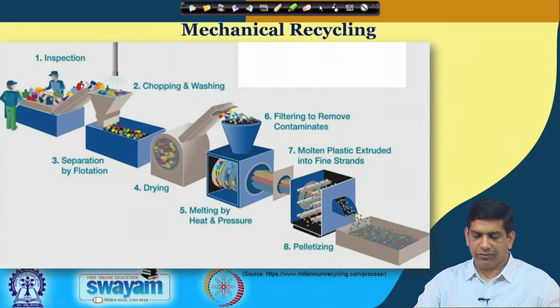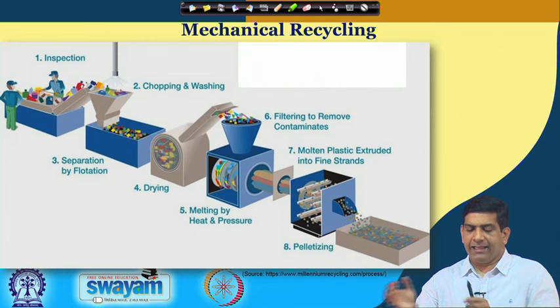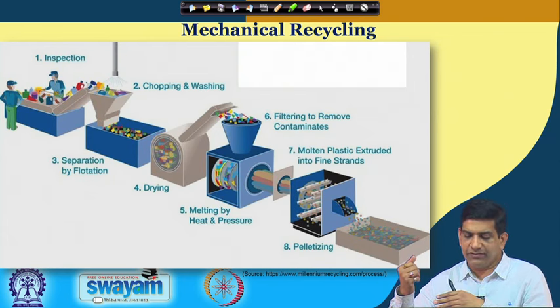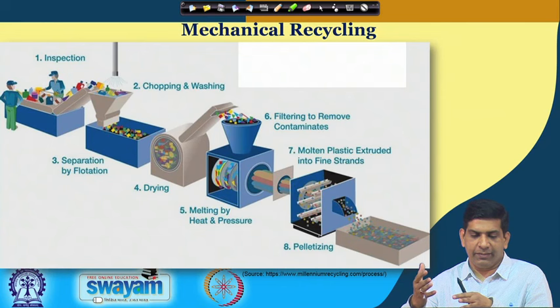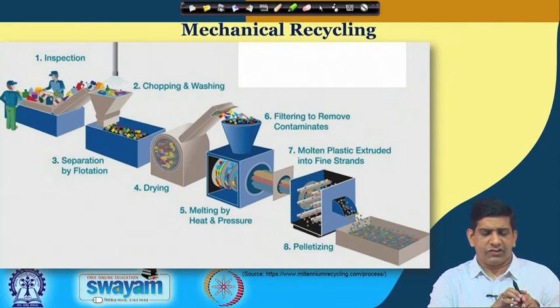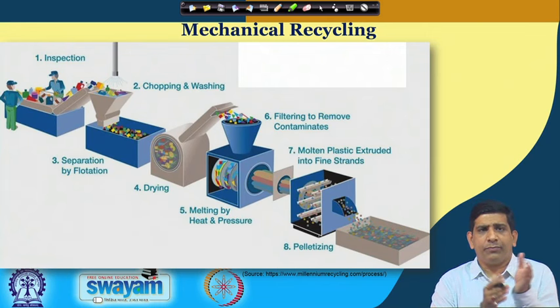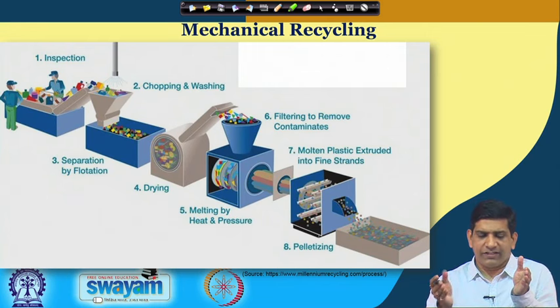After melting it, you can filter to remove the contaminants. After it is all melted, things could be filtered out to remove the contaminants, and then the molten plastic can be extruded into fine strands, and after that you can pelletize it, and these pellets can be used to make new products. So, that is how mechanical recycling is typically done. You get the source-separated, segregated plastic, as you saw in the previous video where the plastic was segregated out.